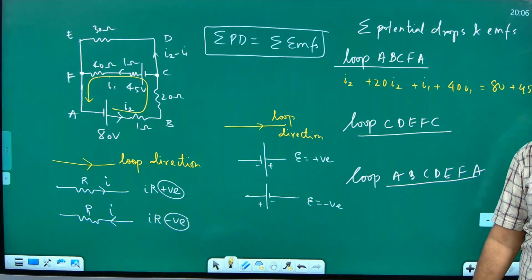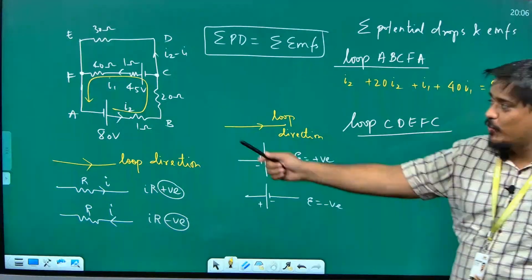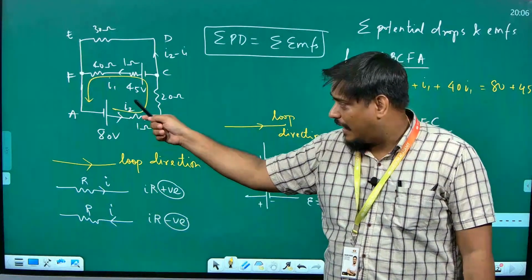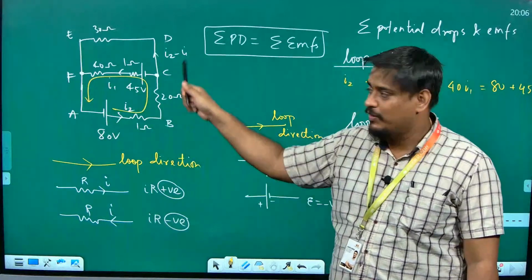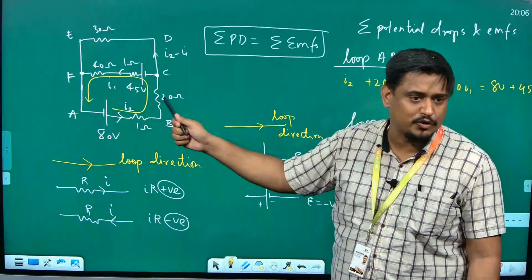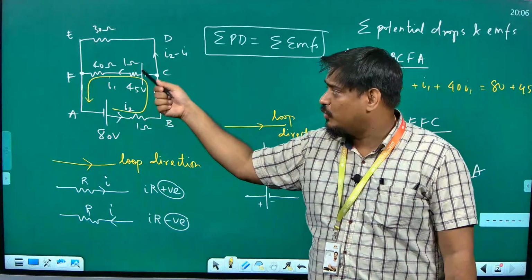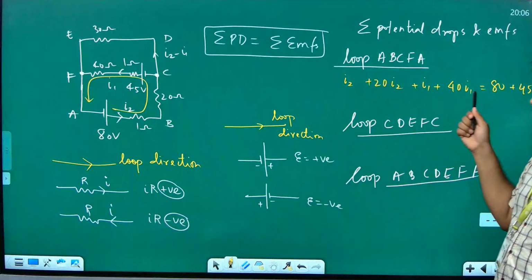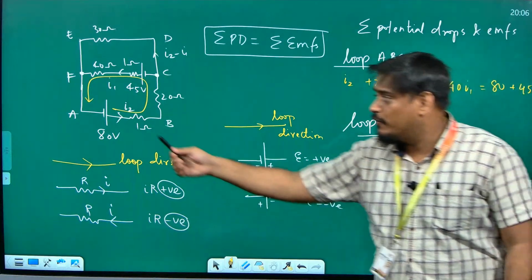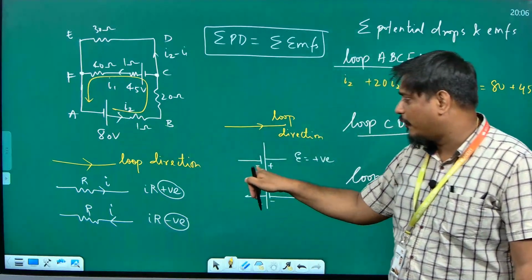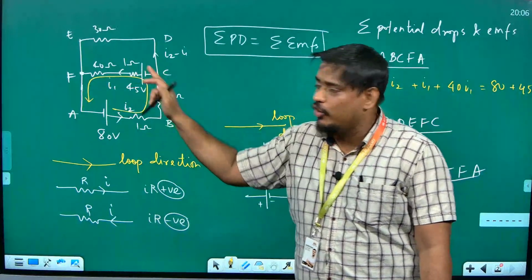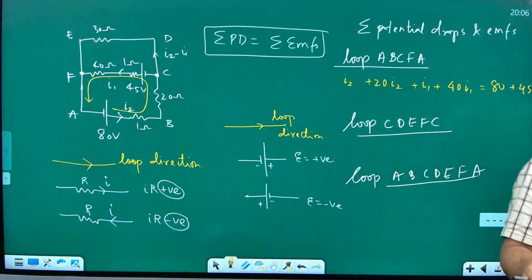So what did he do, you understand? When he was moving in the loop, he used this law. I2 into 1, same direction of loop. I2 into 20, same direction of loop. I1 into 1, same direction of loop. I1 into 40, same direction of loop. So he wrote everything positive. And when he was moving from A to B, he is moving from negative to positive, EMF positive. When he is moving from C to F, again negative to positive, EMF positive. So he added both. He is perfectly correct.